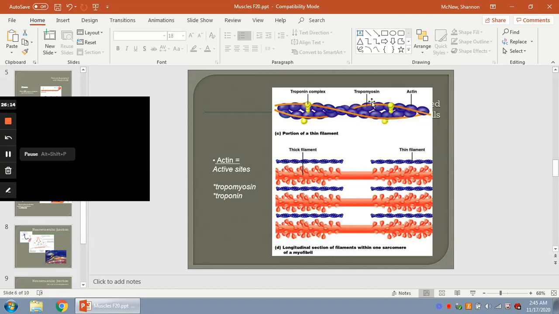Now, if we look, remember I talked about a sarcomere, the sarcomere being the functional unit, and located one after another on those myofibrils. If we looked inside of that myofibril, this is what we'd see. Okay, we'd see them stacked like this. The thin filaments over the thick filament, then another thin filament over the thick filament, one after the other. This represents a sarcomere.